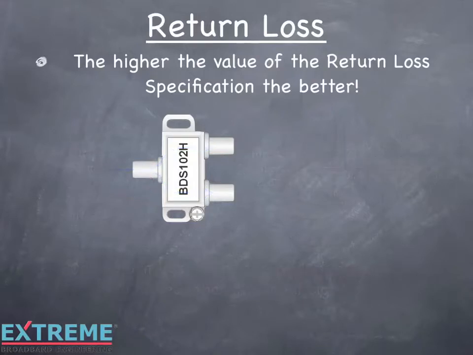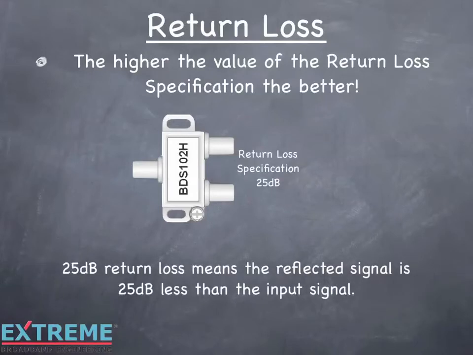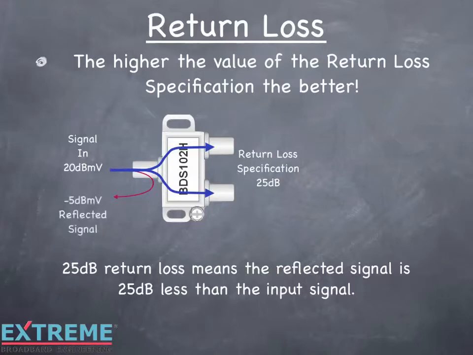Let's look at another example. Here we're showing a two-way splitter with a return loss specification of 25 dB. A 25 dB return loss means that the reflected signal will be 25 dB less than the original input signal. On the input port, we're still feeding with a signal of 20 dBmV. Most of the signal passes through the splitter, but a small amount is reflected back to the signal source. In this case, the reflected signal is 25 dB lower than the input signal and is at minus 5 dBmV. 20 dBmV in, minus 25 dB return loss, for a reflected signal of minus 5 dBmV.